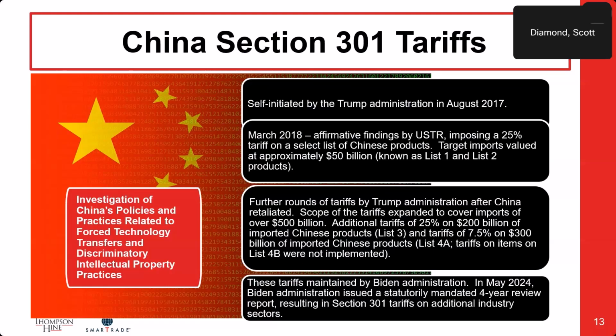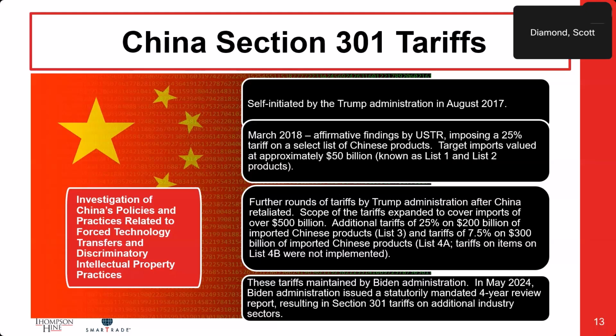In this investigation, China's intellectual property rights practices were found to be unreasonable and a burden on U.S. commerce. And upon issuing that affirmative determination in 2018, additional tariffs were implemented in the range of 2.5% to 25% on approximately $500 billion worth of U.S. imports from China. As you can assume, as it made the press, China retaliated, and thus those tensions remain.